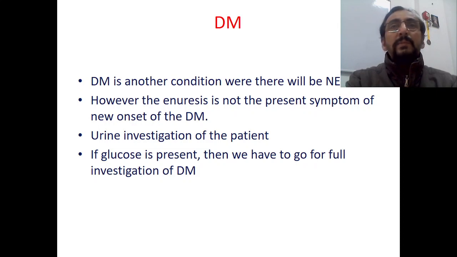We know that in diabetes, because of the change in the osmolality and all those things, the urgency of passing urine is always there. So children already having a tendency towards nocturnal enuresis may be precipitated by this condition. Urine investigations of the patient should be done. We can know how much glucose is present and all those things. If glucose is present, then we have to go for the full investigation of diabetes mellitus and treatment has to be followed.